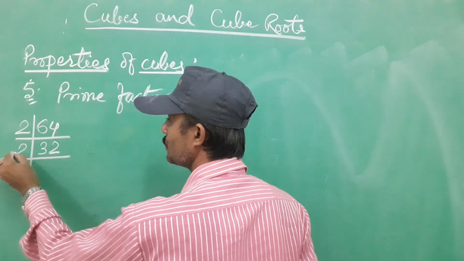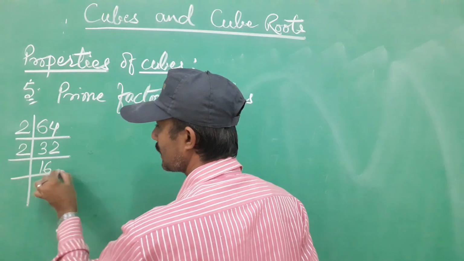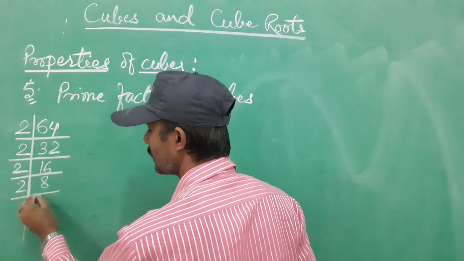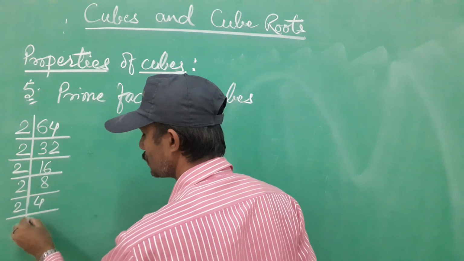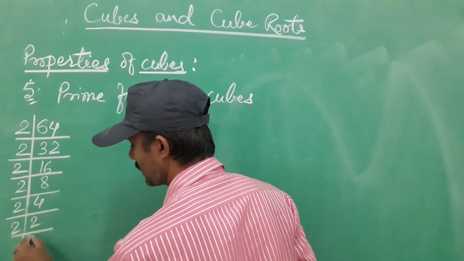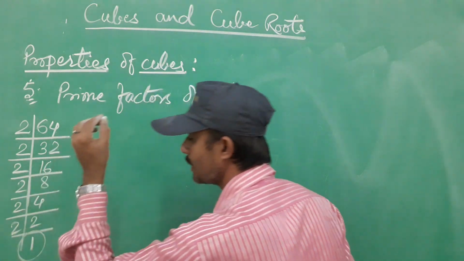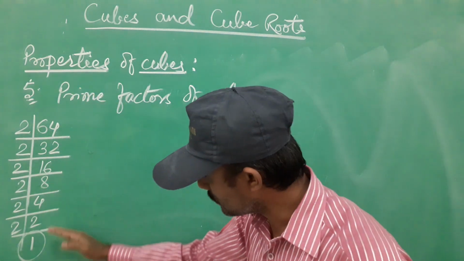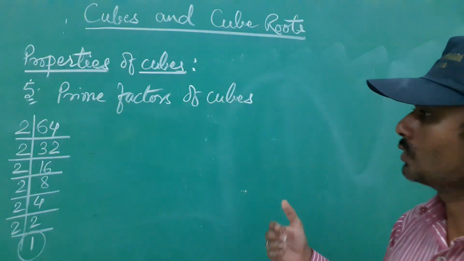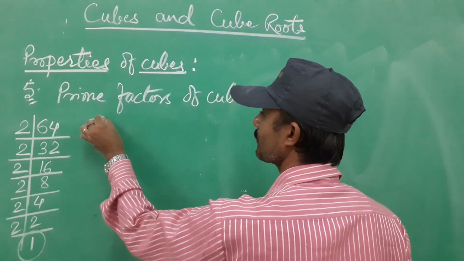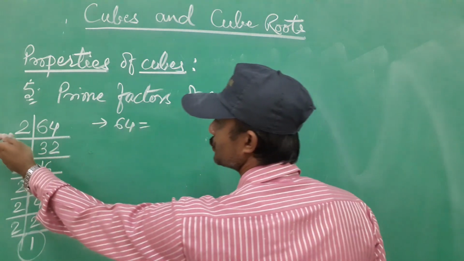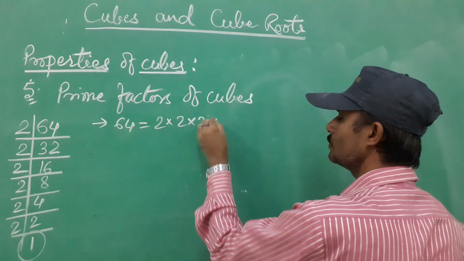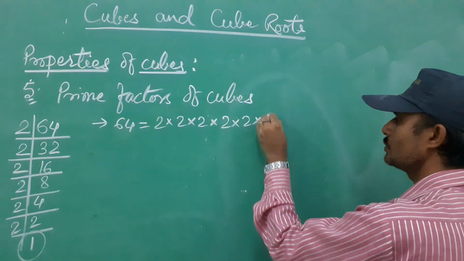Then again with 2, we get 16. Again with 2, 8. Again with 2, 4. Again with 2, 2. And finally with 2, 1. Your last will be 1. If you are not getting 1, just go on. So for 64, we can have 2 six times. So this is 2, 2, 2, 2, 2, 2.